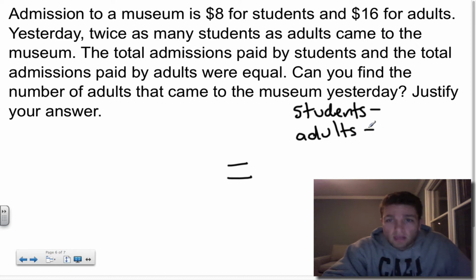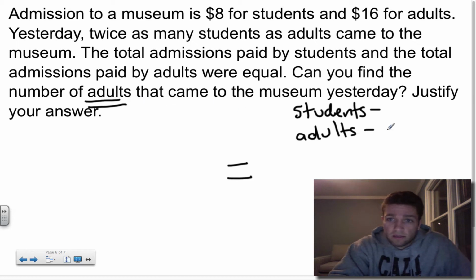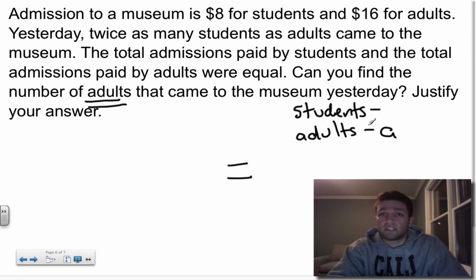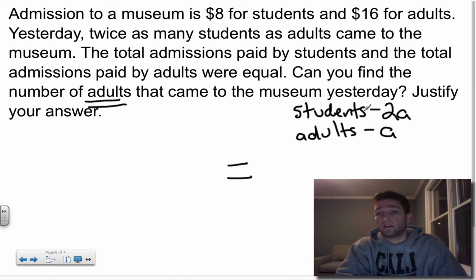The question asks, can you find the number of adults? So adults is going to be my variable, A. Now how can I set something up for students without using a different variable? Because remember, you can't solve an equation if it has two different variables in it. Well, it tells us that twice as many students as adults came. So however many adults came, 2 times that amount of students came. So if 5 adults came, 5 times 2 is 10, 10 students came. So really, the students are equal to 2 times the adults, and the adults are just equal to A.